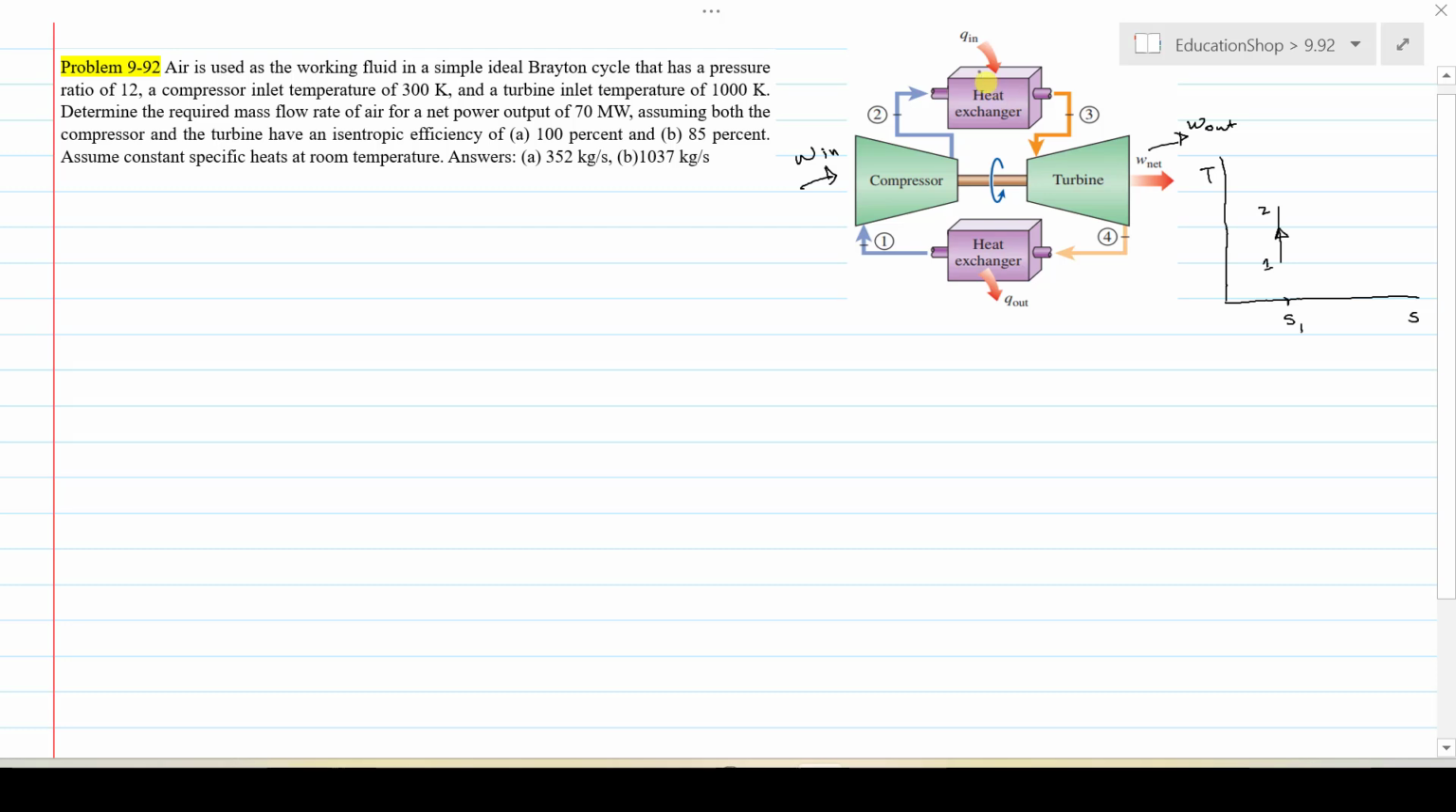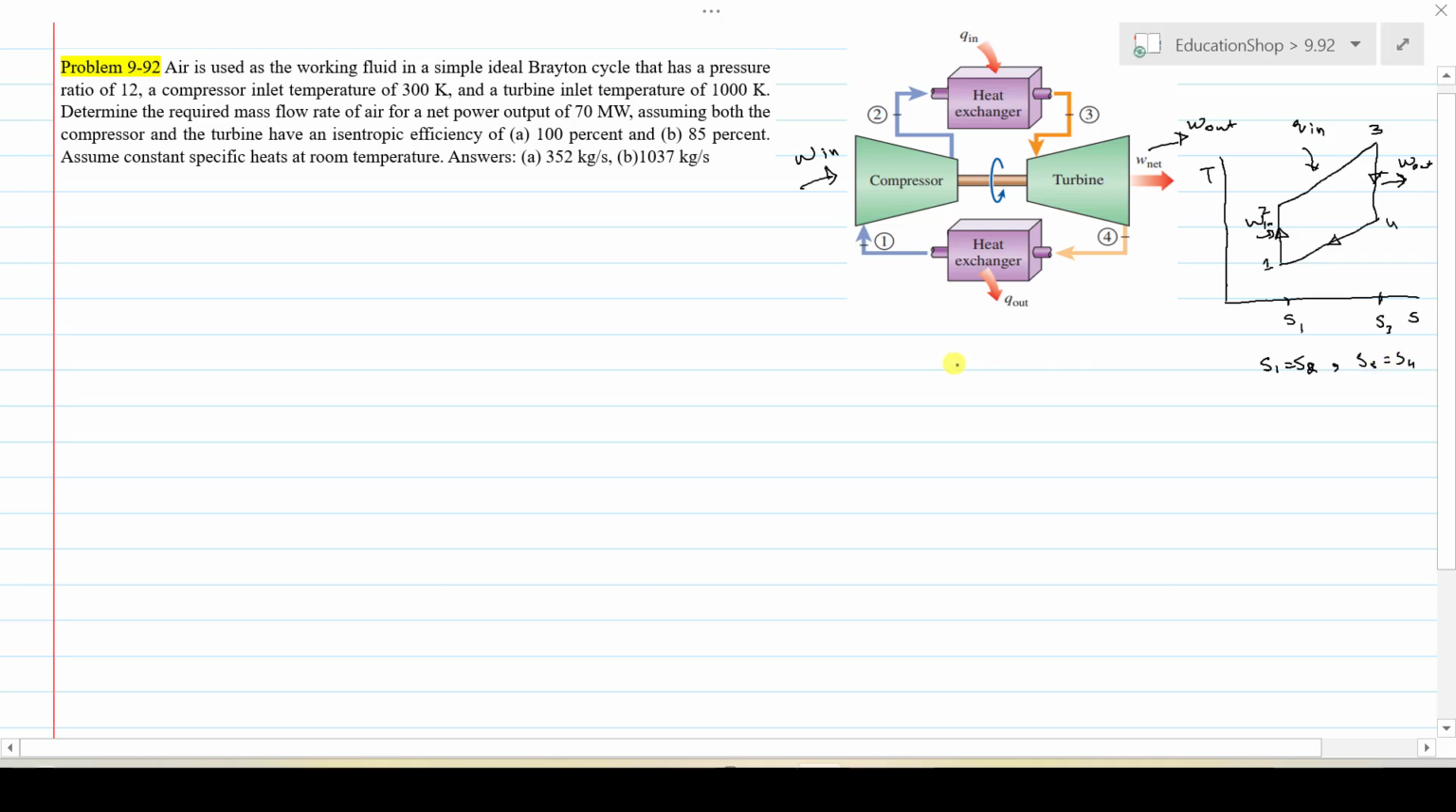Then in the heat exchanger, heat addition takes place at constant pressure, Qin, from 2 to 3. Then again in the turbine, isentropic expansion takes place and it gives you the work output. Here you need to provide work input during the isentropic compression. Then finally 4 to 1 is constant pressure heat rejection. The entropy during isentropic expansion in the turbine is also the same, that is S3. So it means that S1 is equal to S2 and S3 is equal to S4.